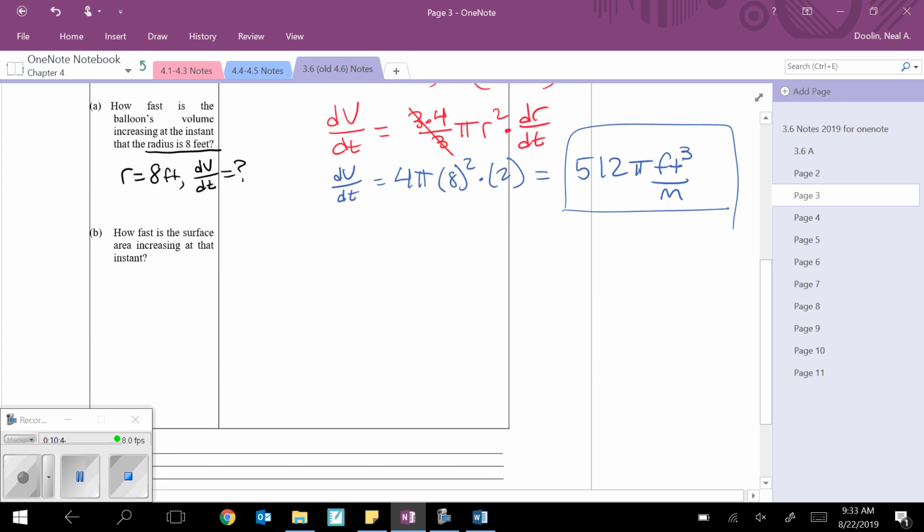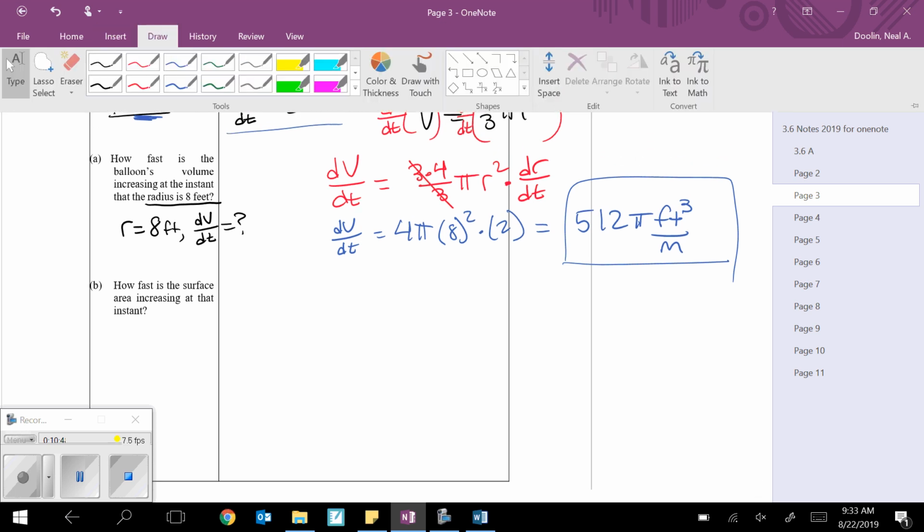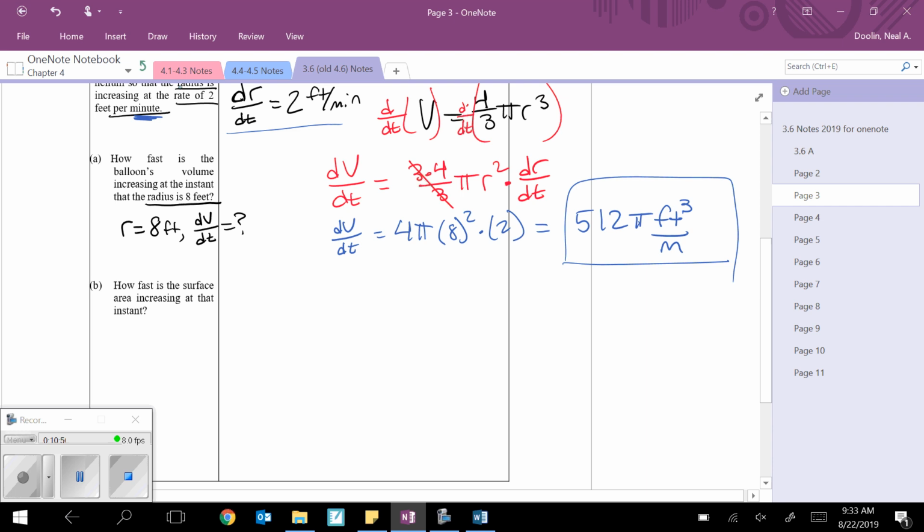The follow-up question is, how is the surface area changing at that instant? And when it says at that instant, that means we're going to reuse the information of r being 8, dr/dt is still 2. But now we're talking about surface area, we're not talking about volume, so we got to go back and figure out a new equation here. This is one you could probably just Google. The surface area of a sphere, if you don't remember it, is 4 pi r squared.